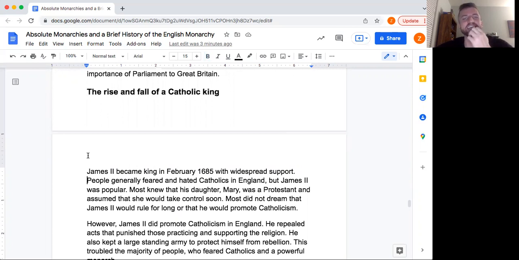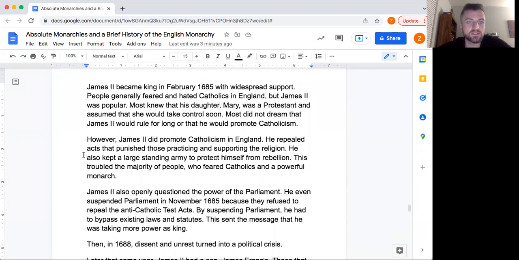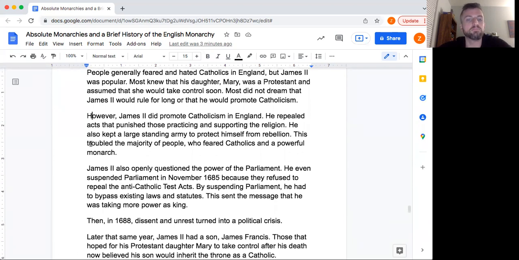James II became king in February 1685 with widespread support. People generally feared and hated Catholics in England, but James II was popular. Most knew that his daughter, Mary, was a Protestant and assumed that she would take control soon. Most did not dream that James II would rule for long or that he would promote Catholicism. However, James II did promote Catholicism in England. He repealed acts that punished those practicing and supporting the religion.